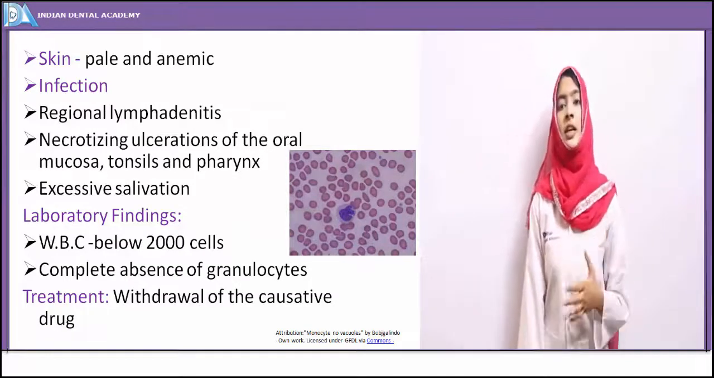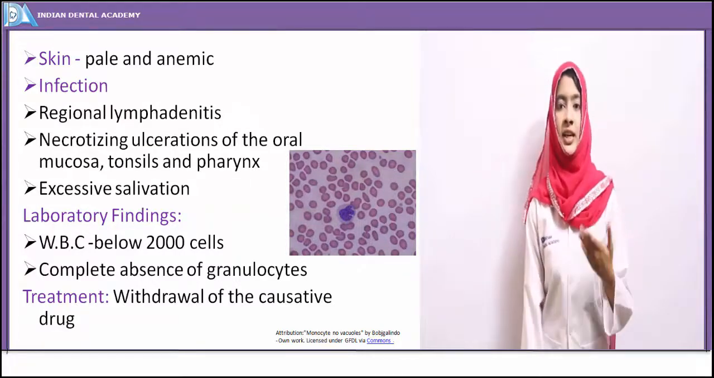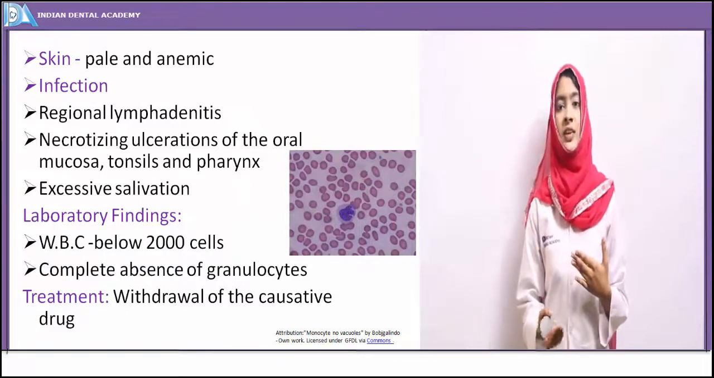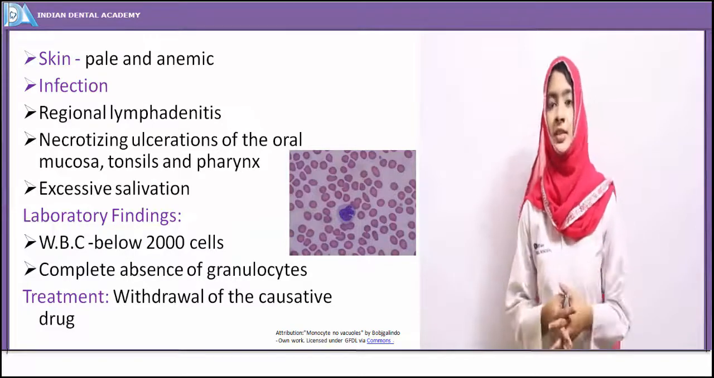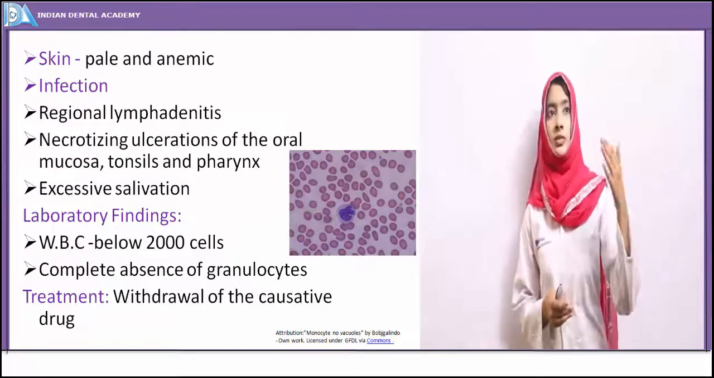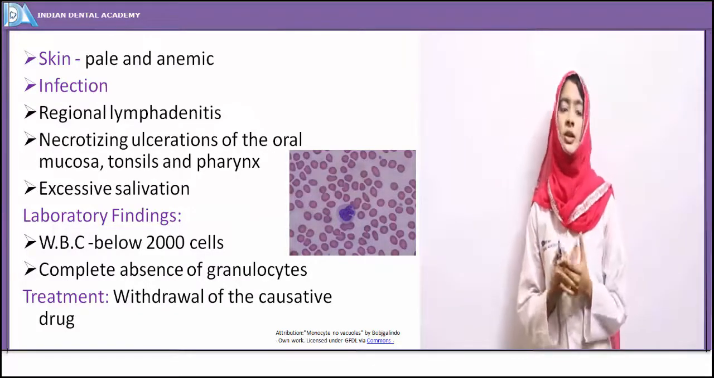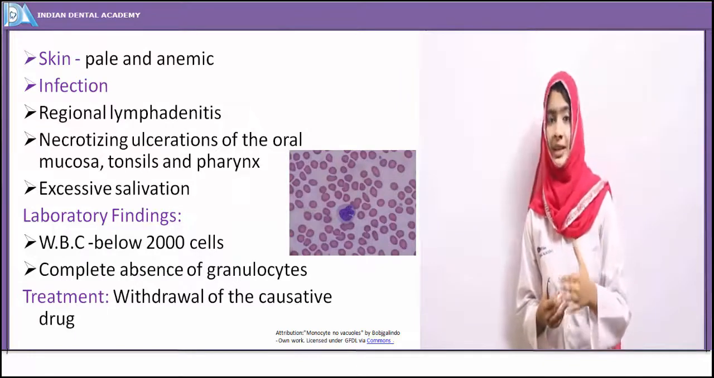The treatment for agranulocytosis is nothing but identifying the causative agent. Suppose the drug, whatever it is, has been identified. Then the removal of the drug immediately provides rapid relief of the symptoms, and with the withdrawal of that drug, whatever infections are encountered have to be treated. Inflammation has to be taken care of.